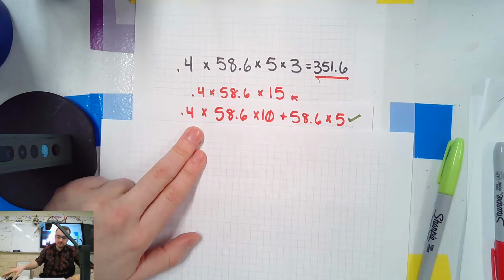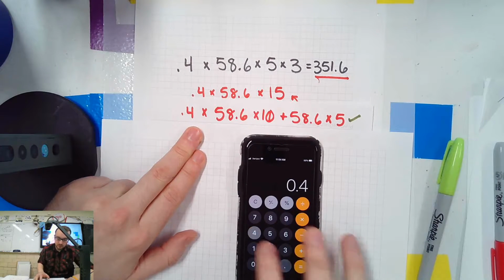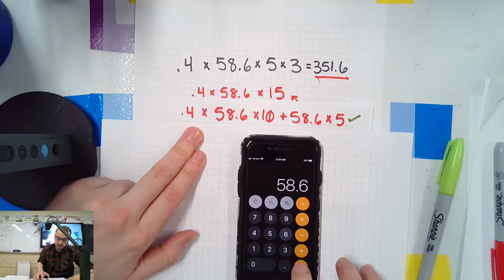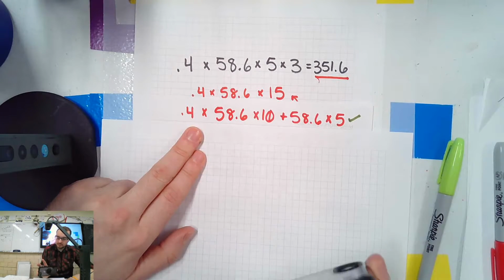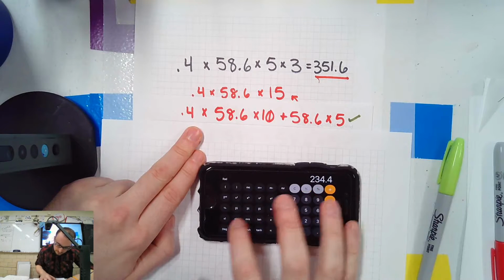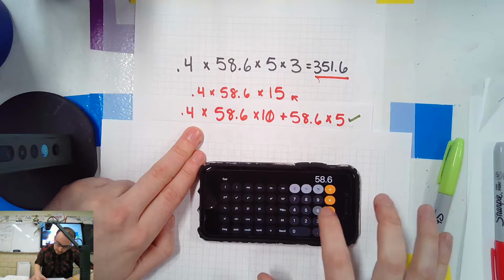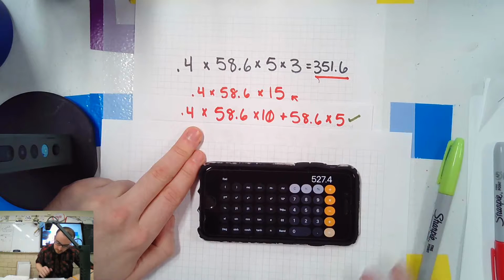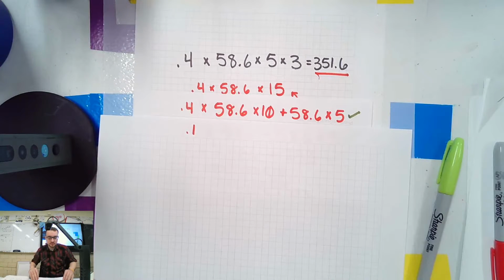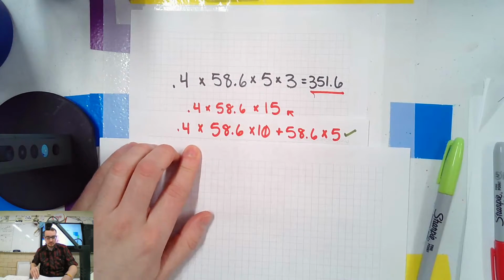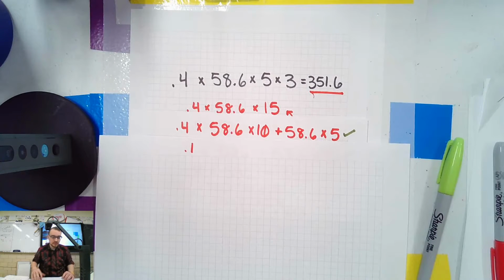Was this true, though? Let's multiply them all together. 0.4 times 58.6 times 10. Right? And then we add 58.6 times 5. Let me get out the parentheses. Hate this calculator. Uh-oh. Multiplying by 15, the same as multiplying by 10, then adding multiplying by 5. You guys see the mistake?